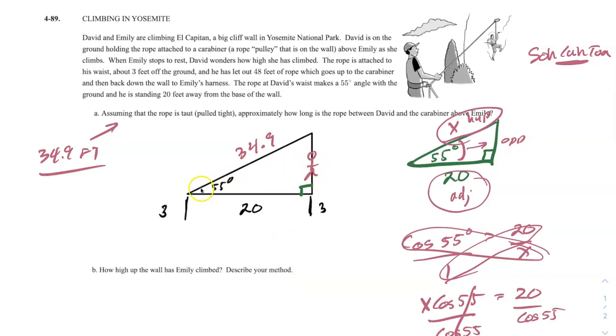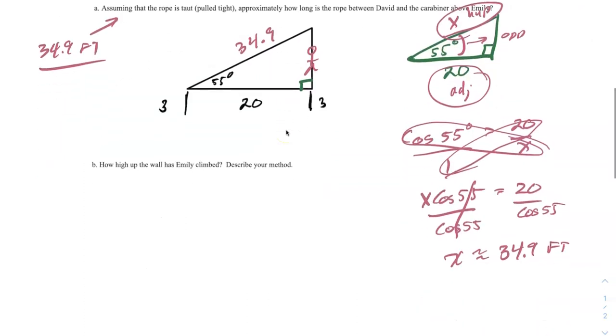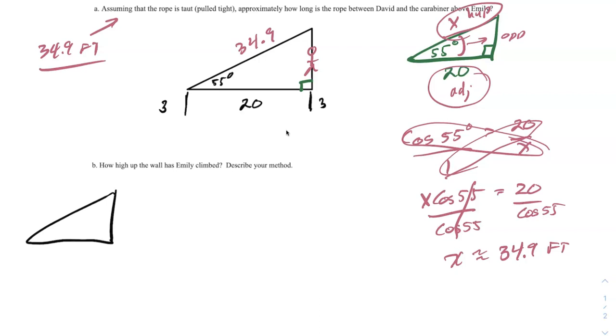We can figure out this whole side here by doing another triangle with SOHCAHTOA, or by doing a squared plus b squared equals c squared, the Pythagorean theorem, if I want to. Either way works. First let's figure out how high the wall is in general. So we know this is 55. We have 20 and 34.9. If I want to figure out what that is, there are multiple ways: Pythagorean theorem, or sine, cosine, or even tan. Either way, I can figure out what that is.